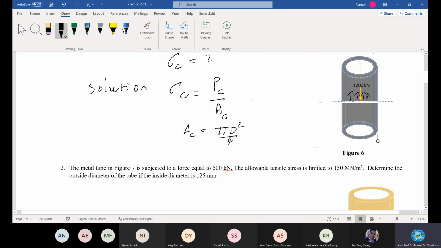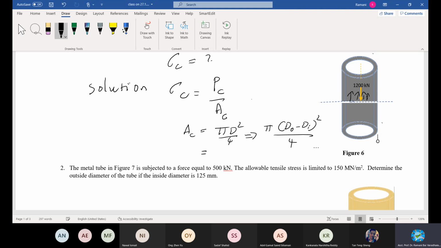But the d is the nominal diameter. I mean, you have to find out the net diameter or nominal diameter. Nominal diameter means you need to take only the thickness of the wall. How do you take the thickness of the wall? Capital D, diameter of the outside, minus diameter of the inside, square, divided by 4.